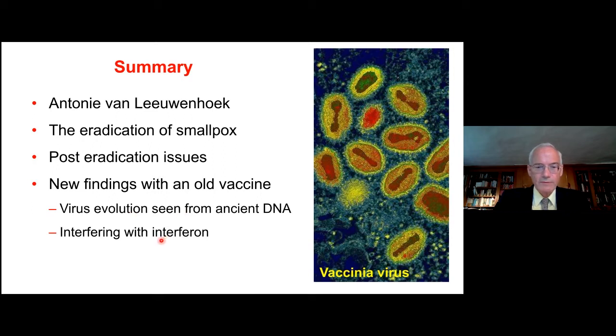And finally, talking about how this group of viruses, the pox viruses, are really expert at evading the innate immune system. And the example I'm going to give is how vaccinia virus interferes with interferon.